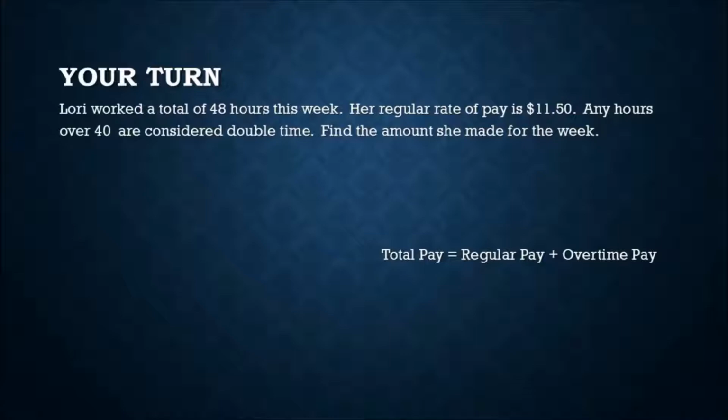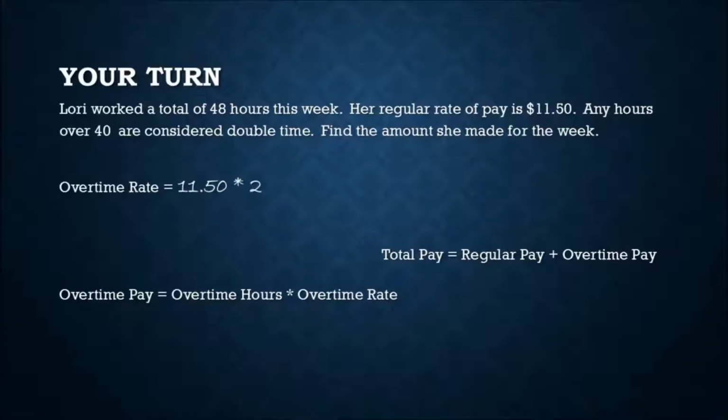Again, the end game is to find the total pay, which is the regular pay plus the overtime pay. So if we do the overtime pay again, we're going to find the rate first. Now this time it was double time, so I hope you saw that and did 11.5 times 2 and not 1.5 to give you an overtime rate of 23. The hours was 48 minus 40, so it gave us 8 overtime hours. So our overtime pay is the 8 times the 23, which gave you 184.